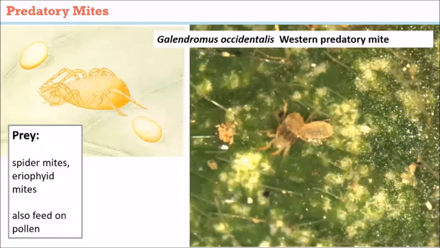All right, so finally, predatory mites. And Diane's already talked about the western predatory mite, Galendromus, and how important it is to manage your orchard practices to prevent the spider mites from moving up into the tree, so that the Galendromus can do their thing where the spider mites are down on the ground cover.